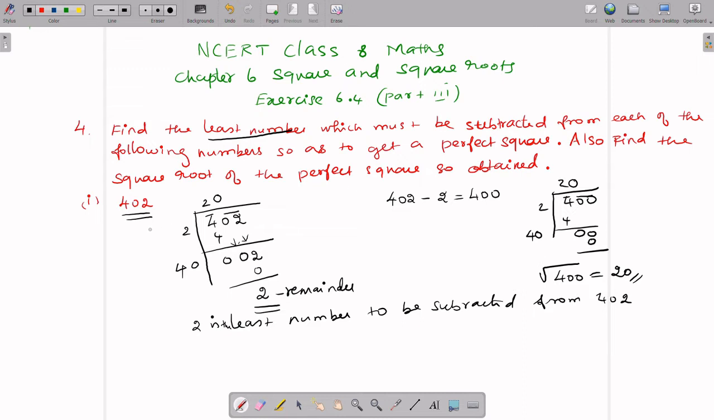And one thing you should remember: when you subtract the required number, the square root of the new number is equal to this value. You can always check it. The square root of the new number is always this number.